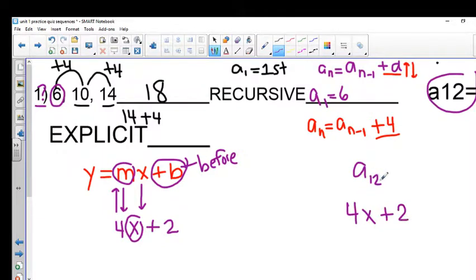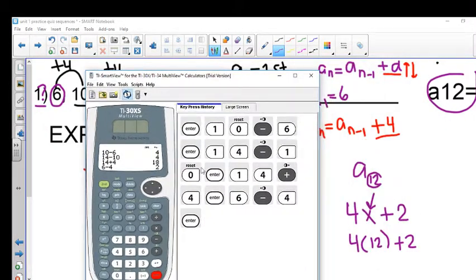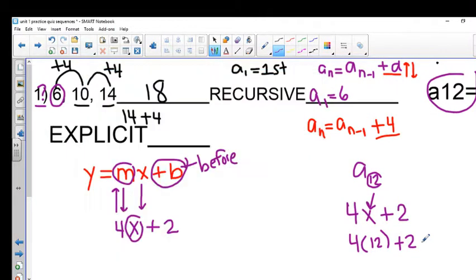And then all I'm going to do is plug in this 12 for X. So we got 4 parentheses 12 plus 2. And then all I'm going to do is plug this into my calculator. So I get my handy dandy calculator. And I do 4 parentheses 12 plus 2. And I get 50.